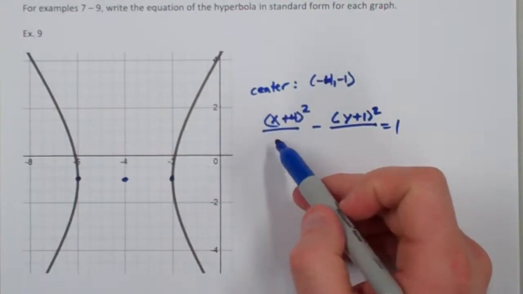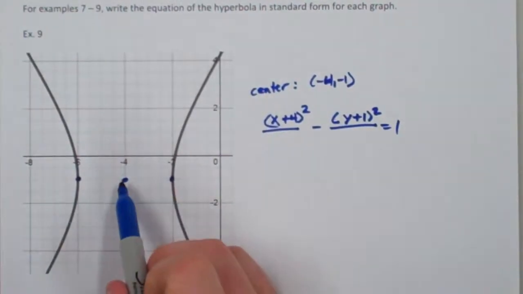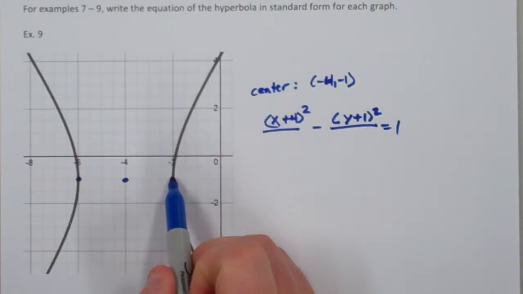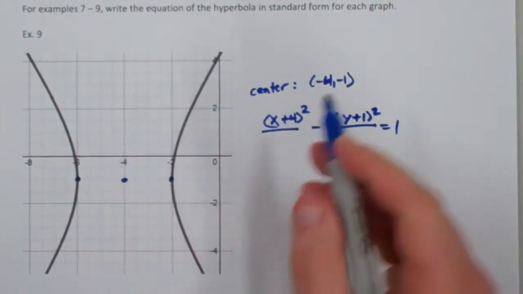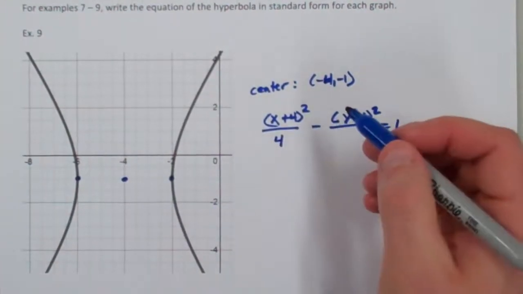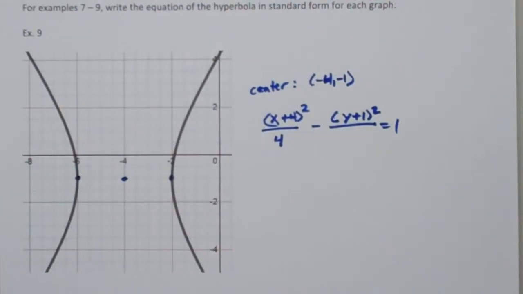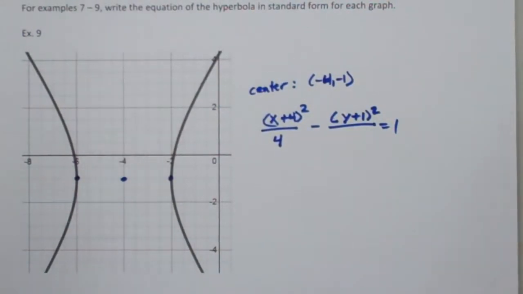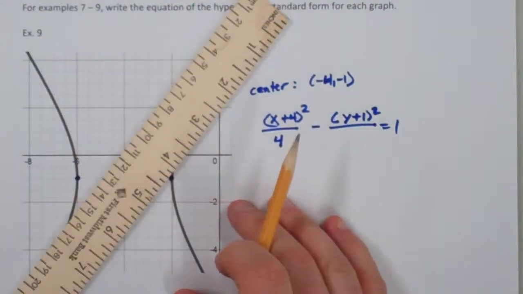a squared is definitely going to go under this spot here. So if we look at the distance between the center and one of these vertices, from -4 to -2, that's 2, and 2 squared is 4. To find the value of b, we need to draw the asymptotes.